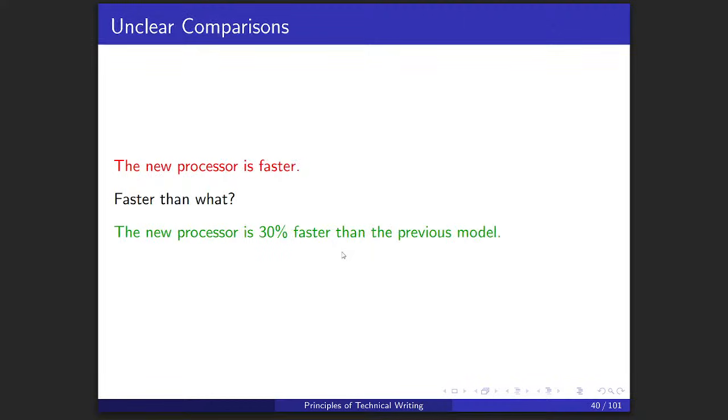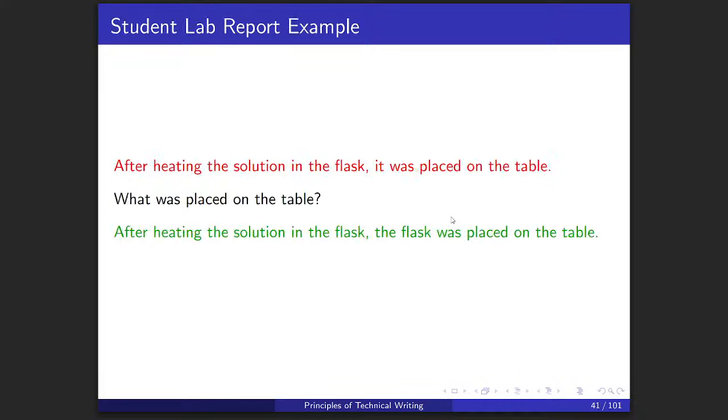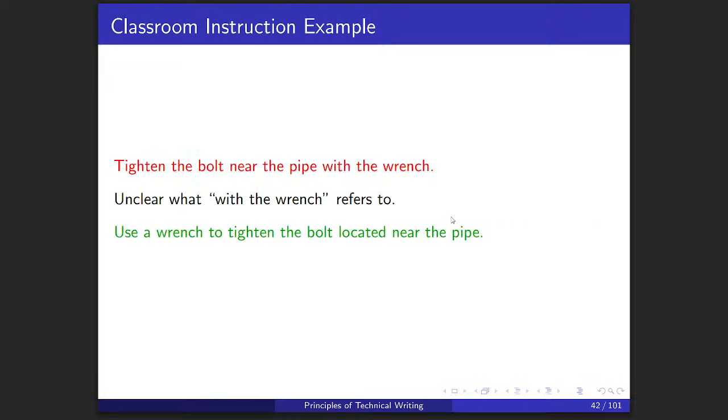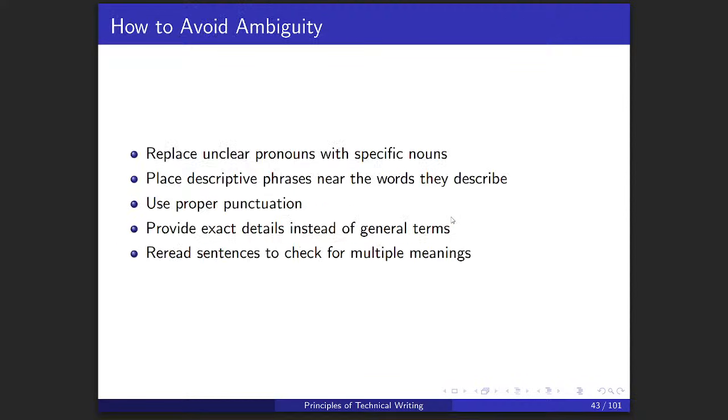Now, unclear comparisons. If you see here, "the new processor is faster." Faster than what? "The new processor is 30% faster than the previous model" gives clarity for the user. So don't use unclear comparisons. Please read this example from the examination point of view. This is easily understandable.